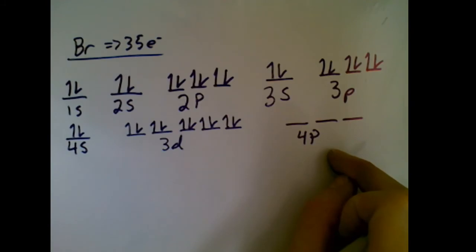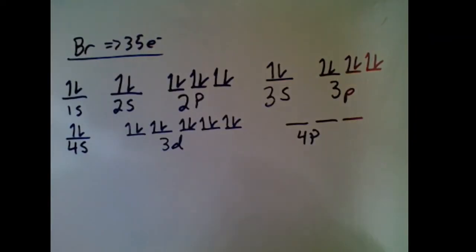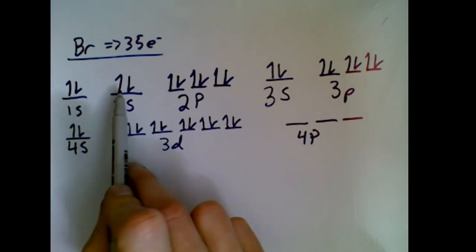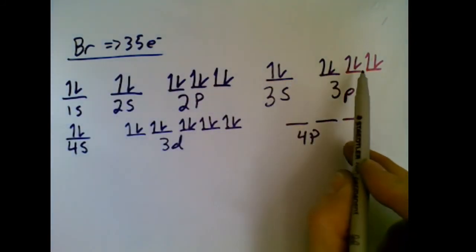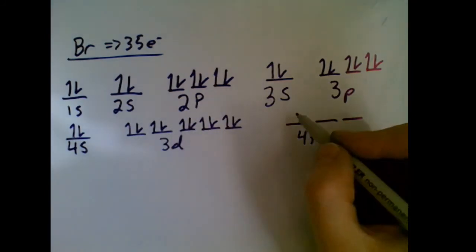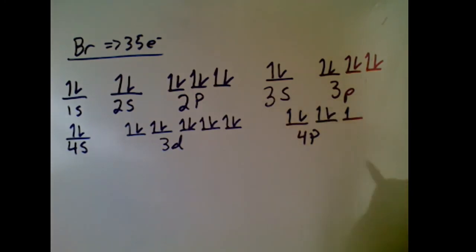How do I know that? Because of the periodic table. Look at where bromine is. That's what we're trying to draw. It is 1, 2, 3, 4, 5 elements into the 4p orbital, which means that if I count this up, I should have 30 electrons right now. So 2, 4, 6, 8, 10, 12, 14, 16, 18, 20, 22, 24, 26, 28, 30, 31, 32, 33, 34, 35.